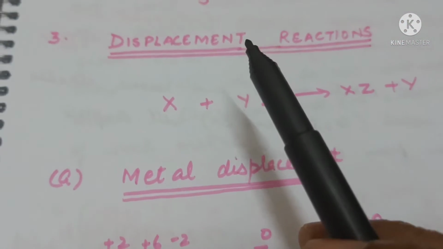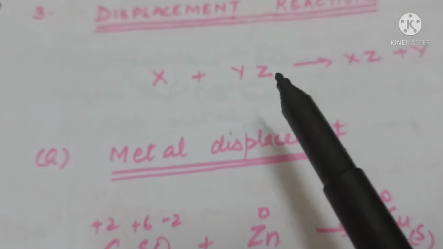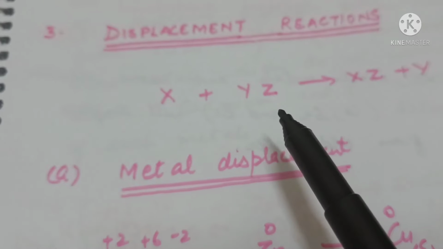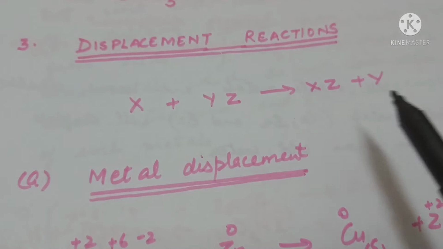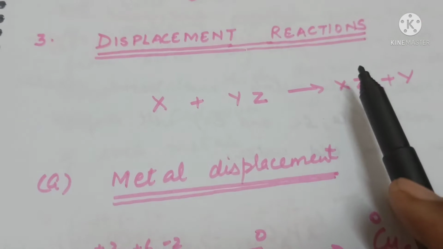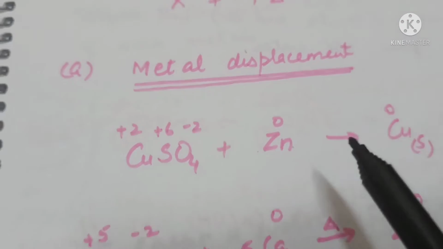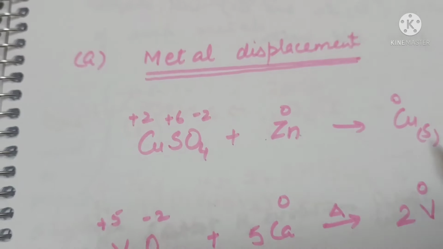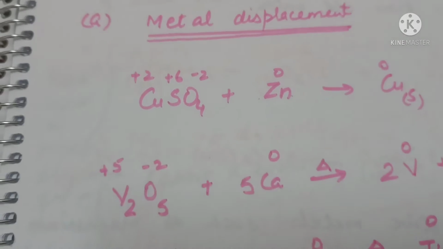The third category of reactions is displacement reactions. For example, an element X displaces element Y from its compound. So X plus YZ will form XZ plus Y. Y is displaced. This displacement reaction can be categorized into two categories: metal displacement, where a metal displaces an element from its salt, or non-metal displacement reaction, which we'll take up later.